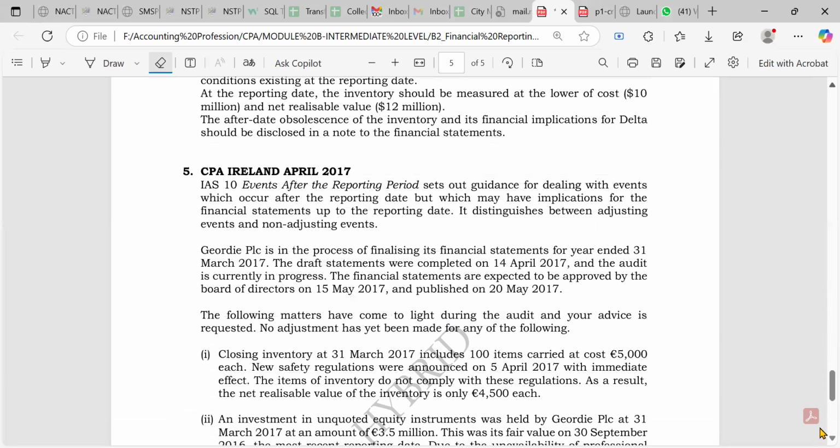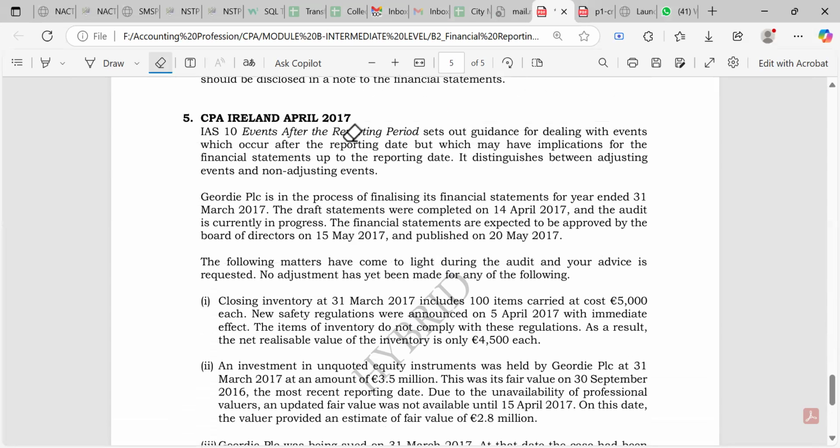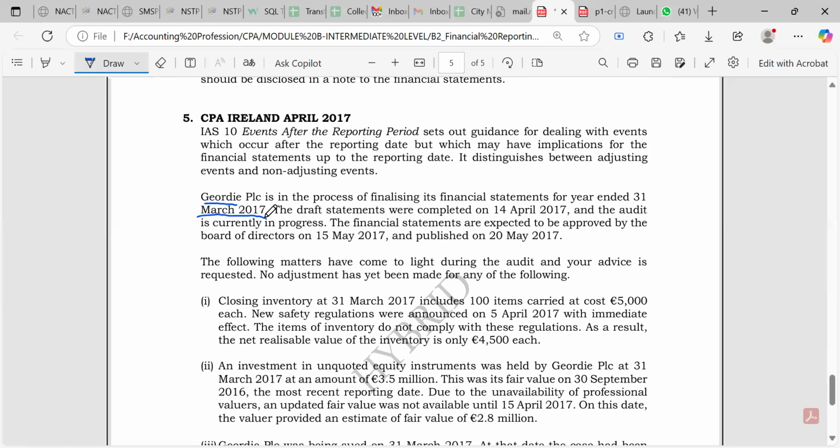What does it say? It says IAS 10, Events after the reporting period, sets out guidance for dealing with events which occur after the reporting period. Okay, we know about that. Let's come here. Jody PLC is in the process of finalizing its financial statements for the year ended 31st March 2017. The draft statements were completed on 14 April 2017.